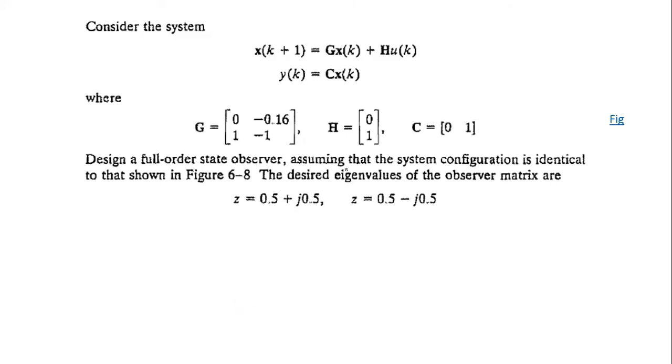Then we will see a question. So here, the system is actually defined in state matrix form. The G, H matrix and C matrix are given.